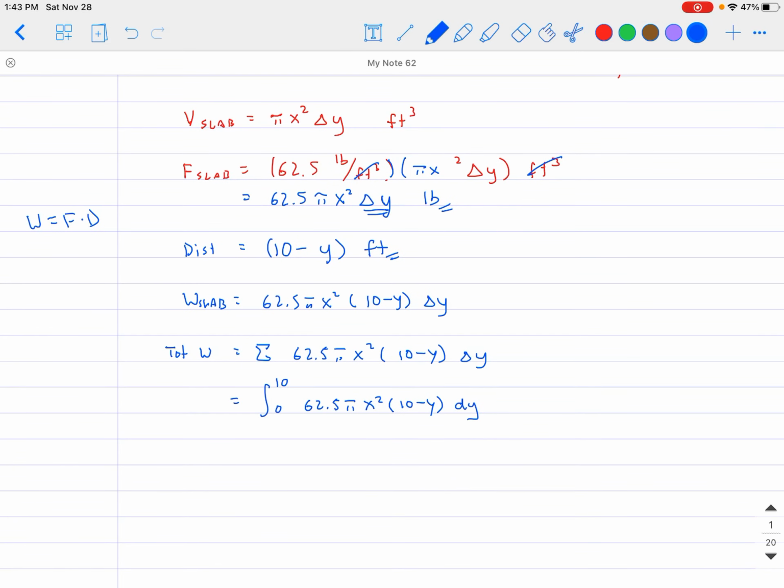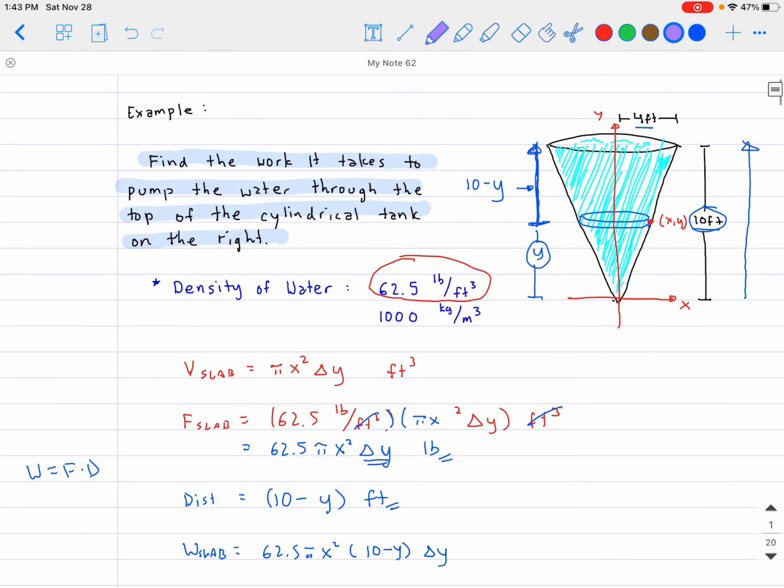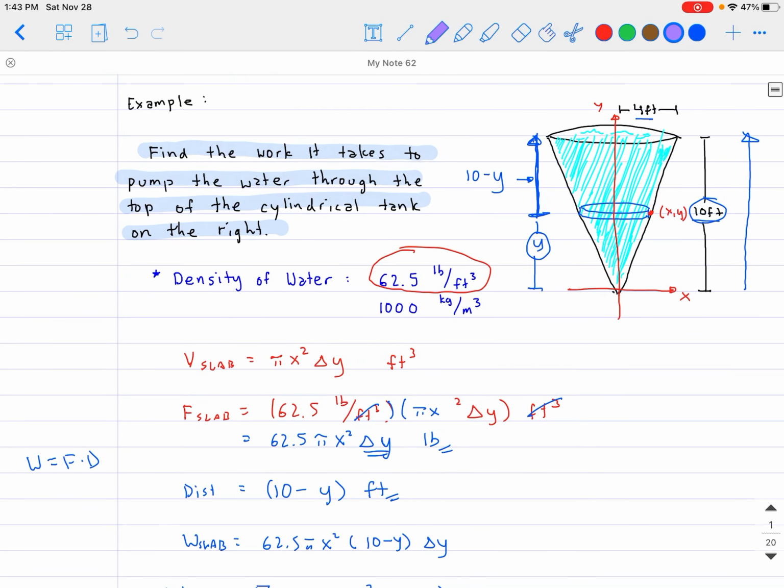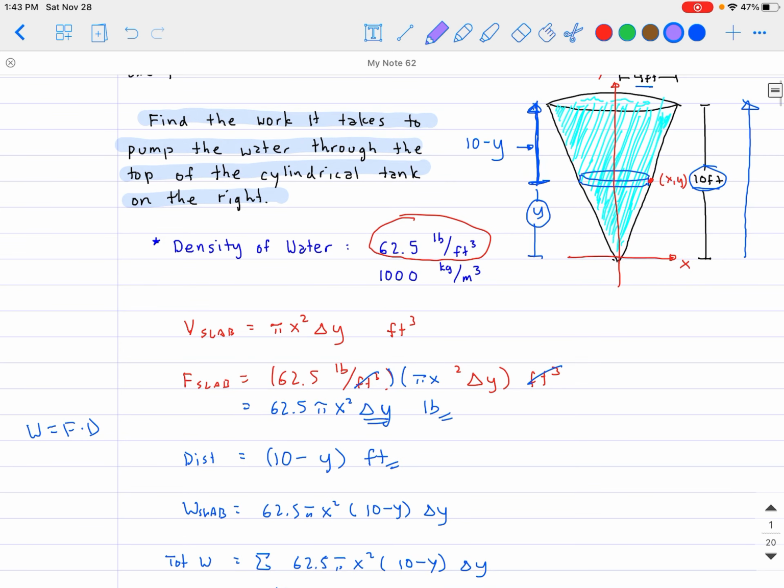Now, just like all the other problems that we've been doing so far, I have two variables. I have x and I have y, and I have dy. So that means I need to get rid of this guy right here, x, so basically solve for it in terms of y. And that's where, again, we're going to have to look at the two-dimensional aspect of this, because then we can figure out the relationship between the two.